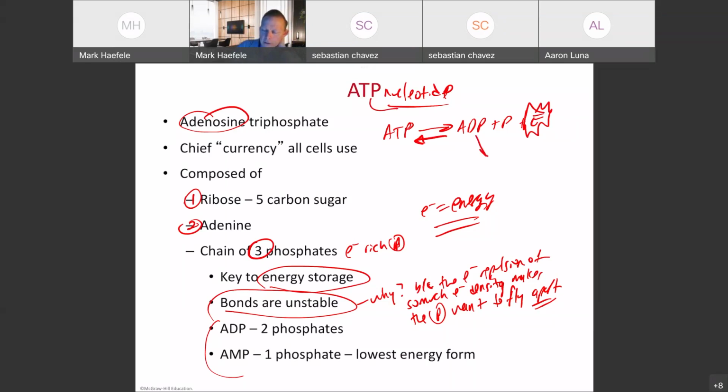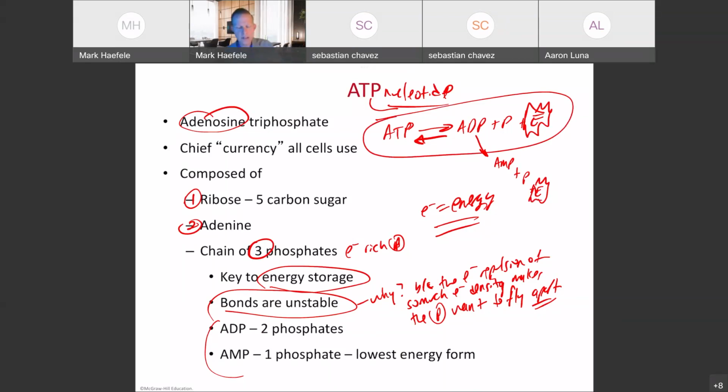You can, however, further hydrolyze ADP into what's called adenosine monophosphate and another phosphate. You get a little bit more energy, but not as much. And of course, that last phosphate is the lowest energy form. So that one's pretty happy, right? And so this can get a little bit more energy, but certainly not as much as ATP. So you typically tend to just do this one right here, your ATP hydrolysis piece of it.